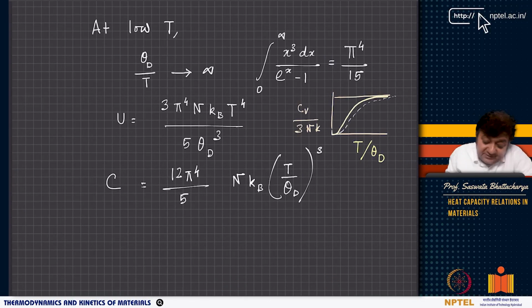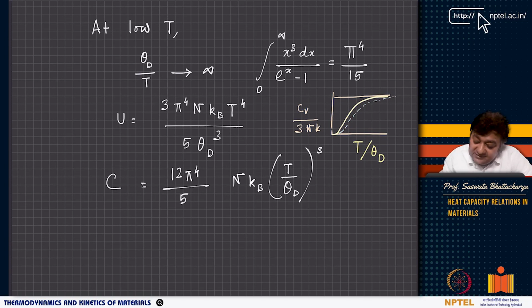And at low temperature, theta D by T tends to infinity, because as you go to low temperatures, the integral of x cube by e to the power x minus 1, from 0 to infinity, becomes pi to the power 4 by 15. Then you have this expression of U, and del U del T is your C. So you basically get 12 pi to the power 4 by 5 N kB times T by theta D whole cube.